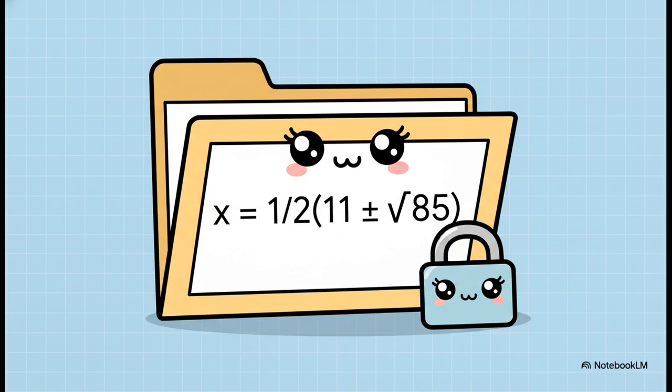By moving the constants to the right side and taking the square root, we finally fully isolate x. And look at what we get. x equals 1/2 times the quantity 11 plus or minus the square root of 85. We actually leave it in exact surd form, meaning we keep that square root perfectly intact to preserve the exact integrity of our evidence. The case of the messy fractions is officially closed.